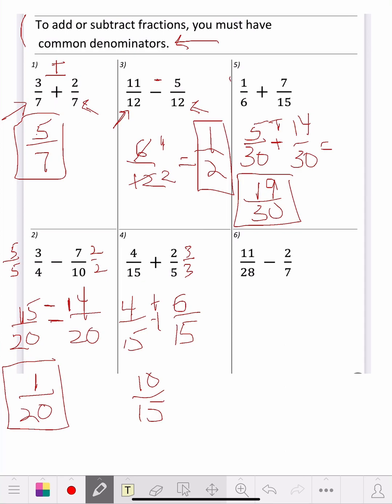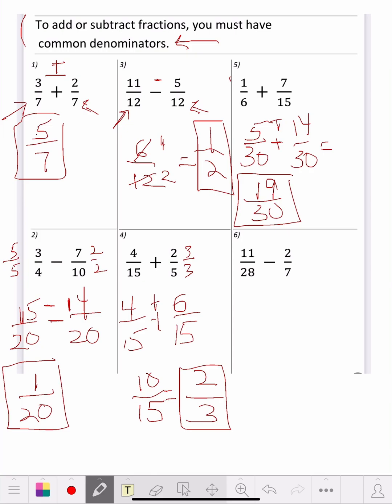But now can I reduce this? Yeah, because 2 will go into both. Okay. No, 5 goes into both. Okay. So 5 goes into 10 2 times. 5 goes into 15 3 times. So the answer reduced is 2/3. And that's all there was to it. Okay? I just divided by 5, both top and bottom. Okay? Now, let's see on the next one.